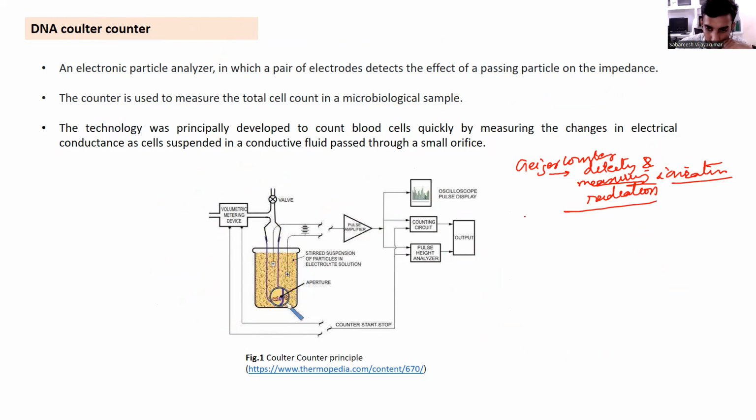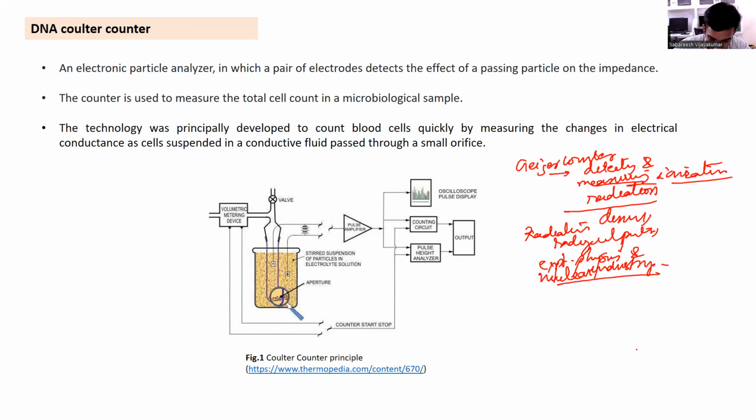So they are particularly used in radiation dosimetry, radiological protection, experimental physics, and the nuclear industry. So that is what a Geiger counter is. They are especially used in the nuclear industry to detect the radiation frequency or the radiation level.